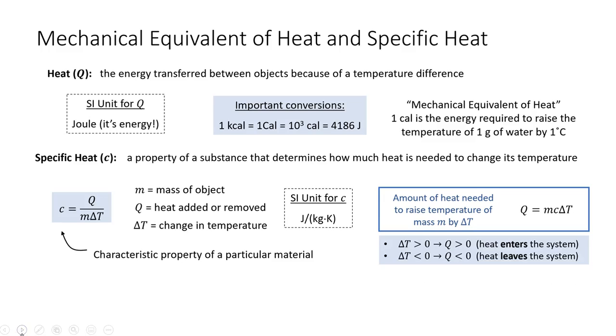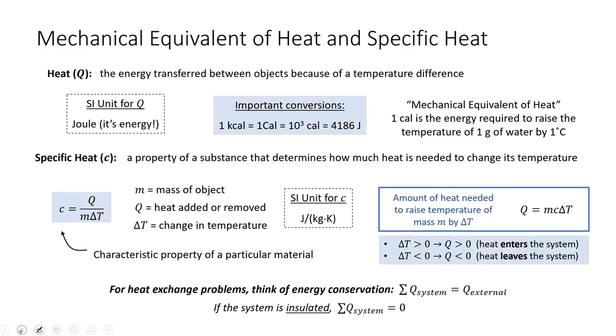All right, similarly, if we have the case where delta T is negative, in other words, the temperature of your object is decreasing, then you're going to see here that Q will be negative, and this would correspond to the case where heat is leaving the system. So if heat leaves the system, Q is negative. If it enters the system, Q is positive.